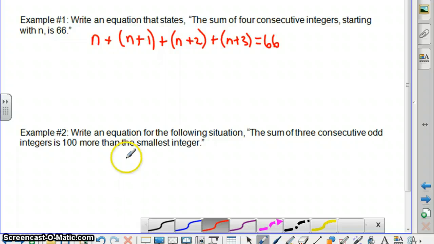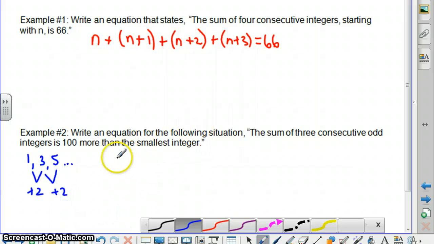Here's one that's a little more challenging. It says to write an equation for the following situation. The sum of 3 consecutive odd integers is 100 more than the smallest integer. So consecutive odds. If you think about it, 1, 3, 5, and so on are examples of consecutive odds. And to go from one consecutive odd integer to the next one, we have to add 2.